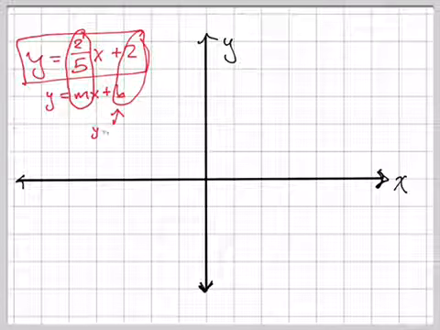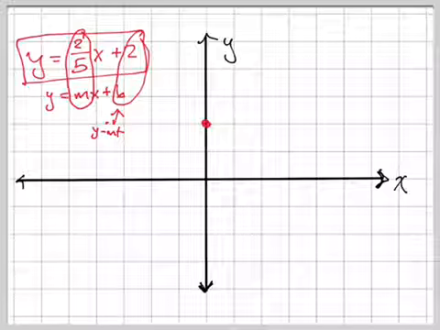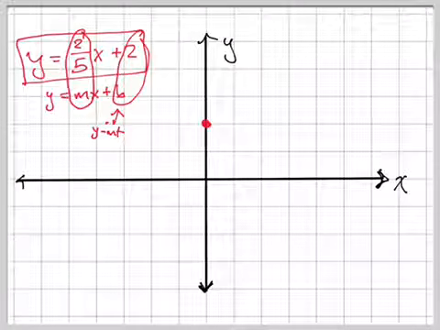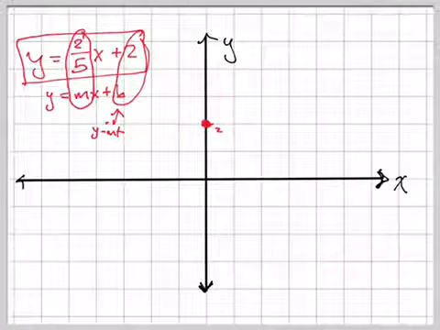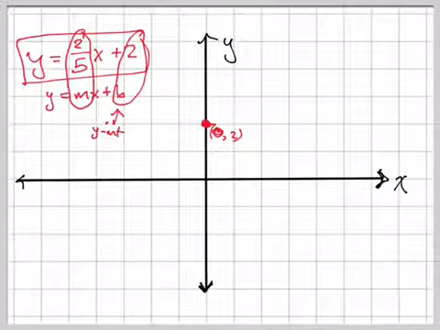b is your y-intercept. So go on your y-axis. 2 is your y-intercept. Just put the graph point right on there. There's 2, 0. I'm sorry, 0, 2. 0 is your x-coordinate, 2 is your y-coordinate.